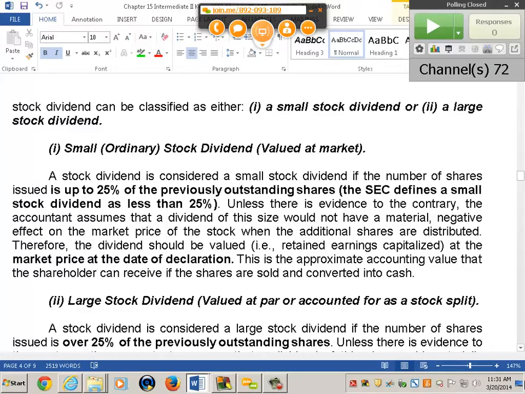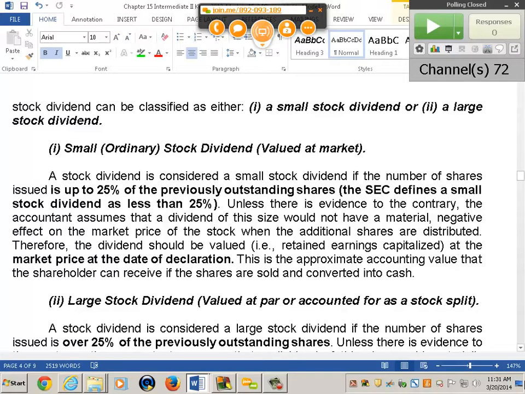And the reason for it is small stock dividends are called ordinary. Large stock dividends are really sometimes called stock splits in the form of stock dividends, because a 50% stock dividend is really a 3-for-2 stock split. It's really the same thing. So accounting-wise it's different, but economically the effects are very, very similar. Okay. Now, that's the theory.